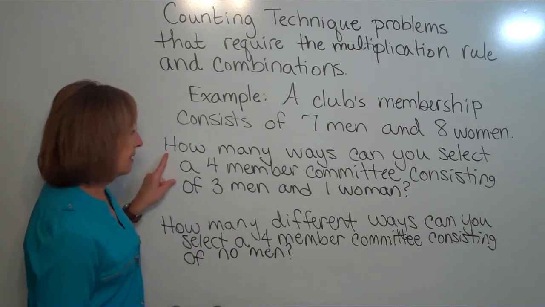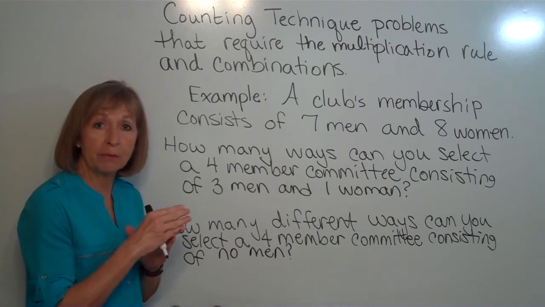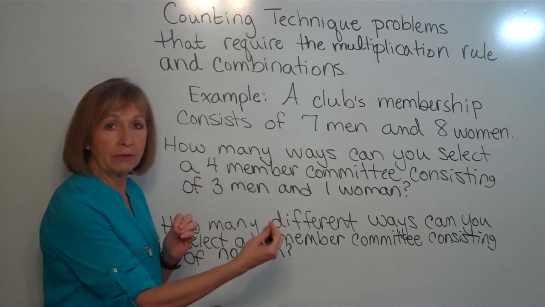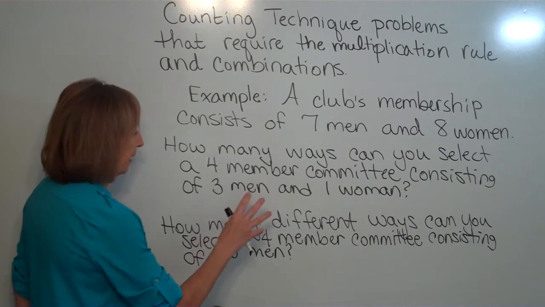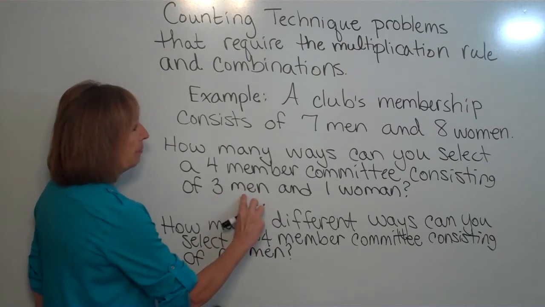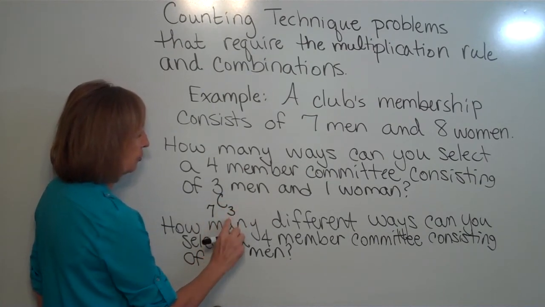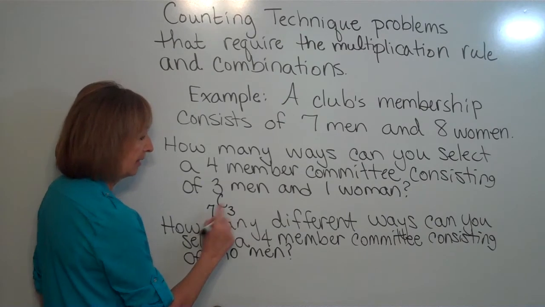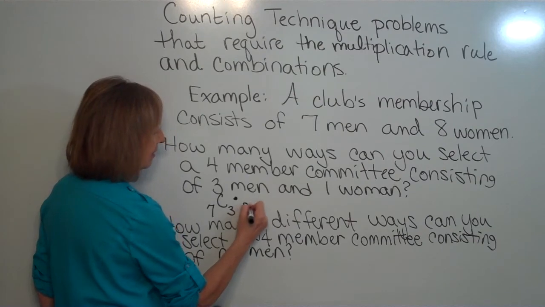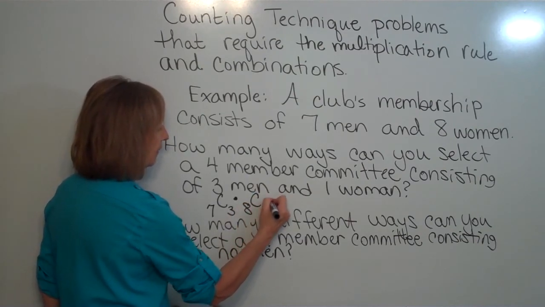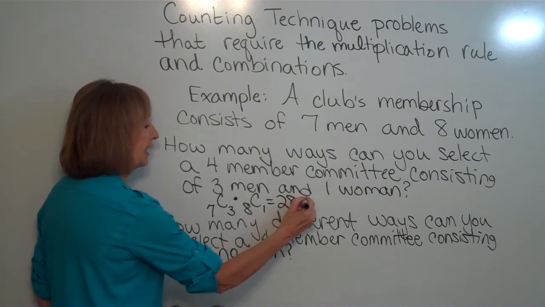So when I'm looking at this, I'm going to have again the combinations that I use for making the selections out of the subsets, but then I need to multiply those together using the multiplication rule of counting to get the overall grouping of it. So we have our 3 men, there are 7 men, so it's 7 combination 3, that's choosing 3 out of the 7 men, times 1 of the women, so 8 combination 1, and when you figure those out and multiply them together, you get 280.